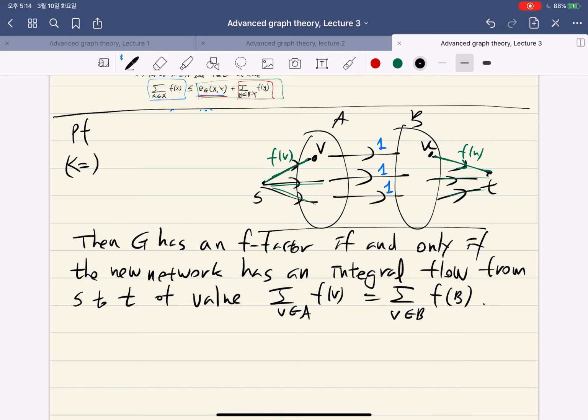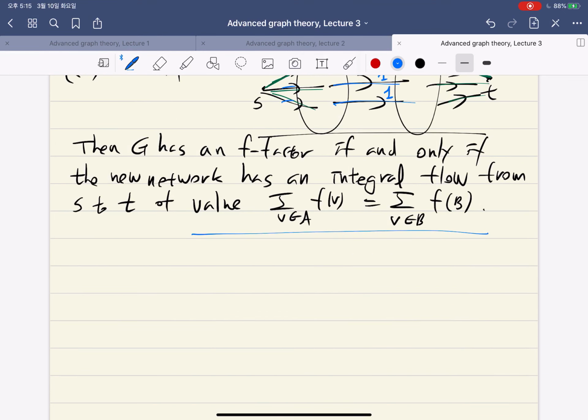So if we have an f-factor H, then you just give the flow 1 on all the edges in H, and then you give the maximum flow value on the rest, then you get the corresponding flow. Conversely, if you have a flow with value exactly this, then these are all full. They have the possible maximum value. And if this is integral, then edges here must all use 0 or 1. You just take the edges of value 1, then you get the f-factor H. So this is clear.